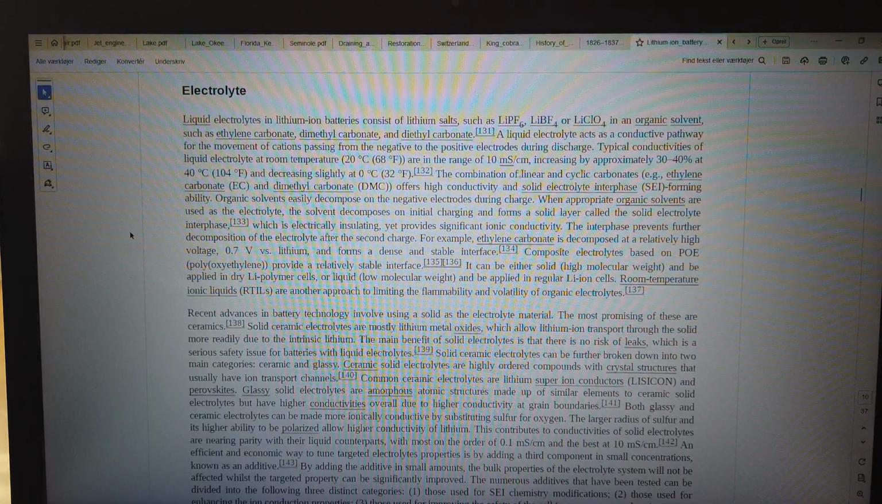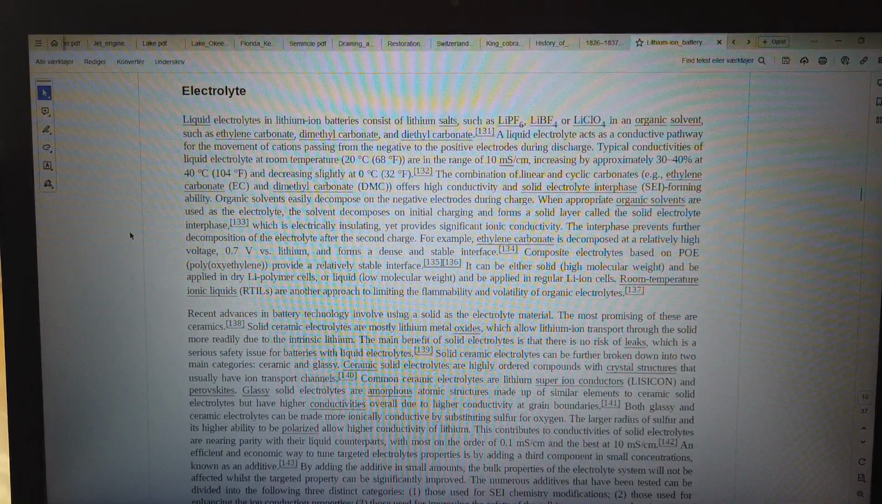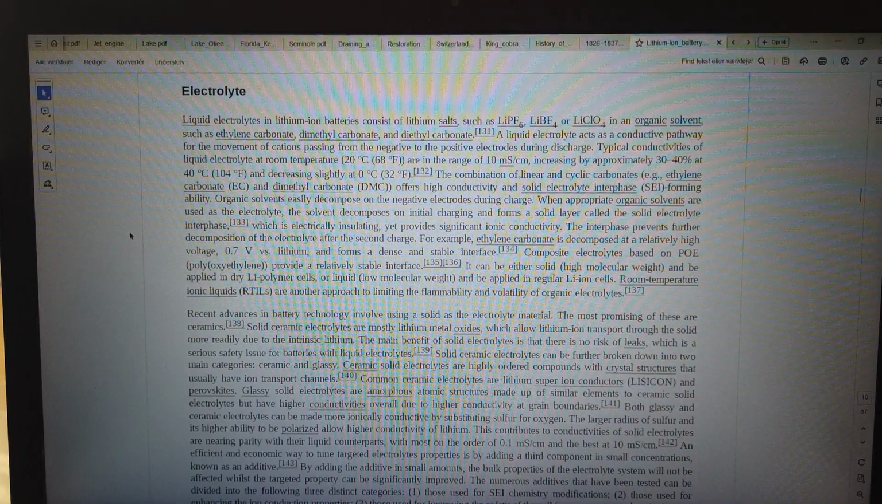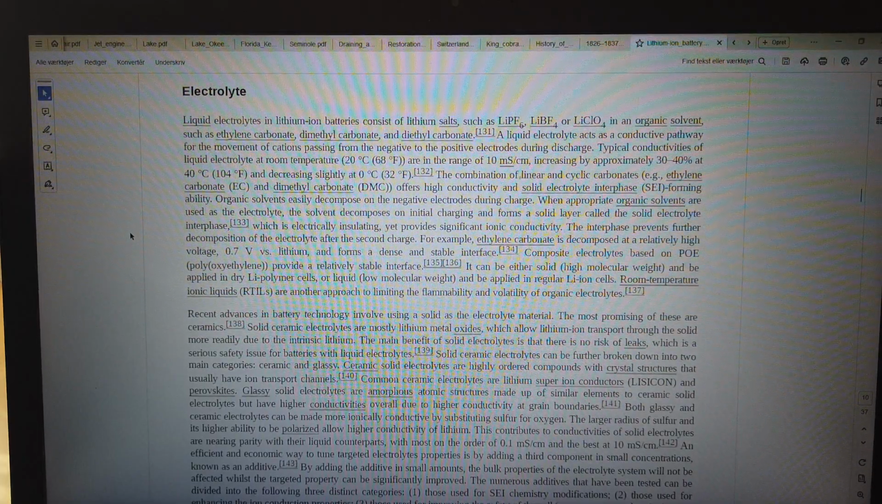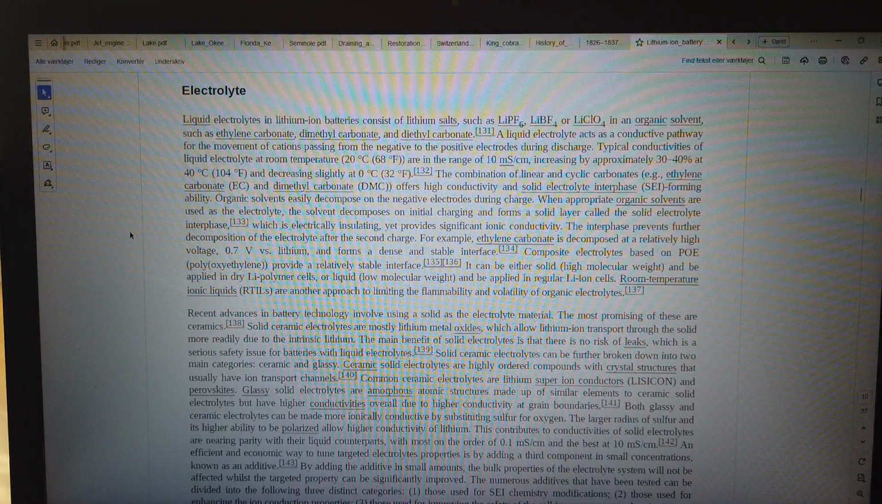133. The SEI is electrically insulating, yet provides significant ionic conductivity. The interface prevents further decomposition of the electrolyte after the second charge. For example, ethylene carbonate is decomposed at a relatively high voltage, 0.7 V versus lithium, and forms a dense and stable interface.